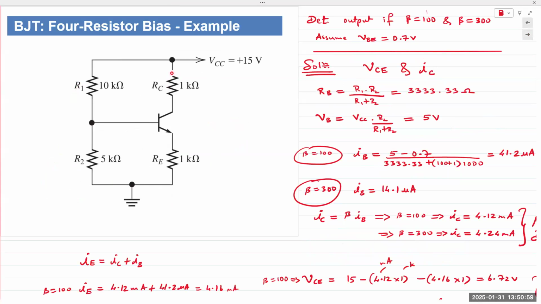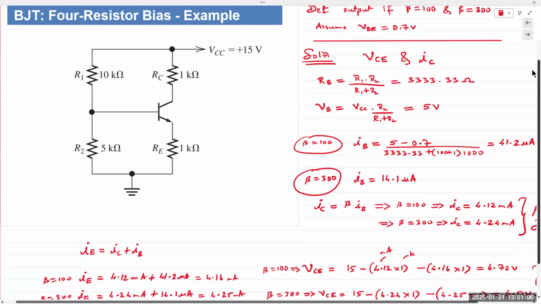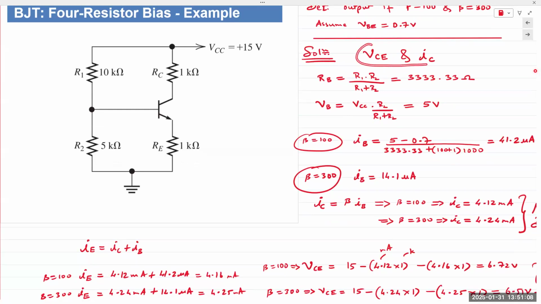So you're asking to find the output if beta is 100 and beta is 300. Output simply means find the collector current and the collector-emitter voltage, VCE. First step, find RB, find VB. Standard equations, we already derived those. So we can find RB, we can find VB.